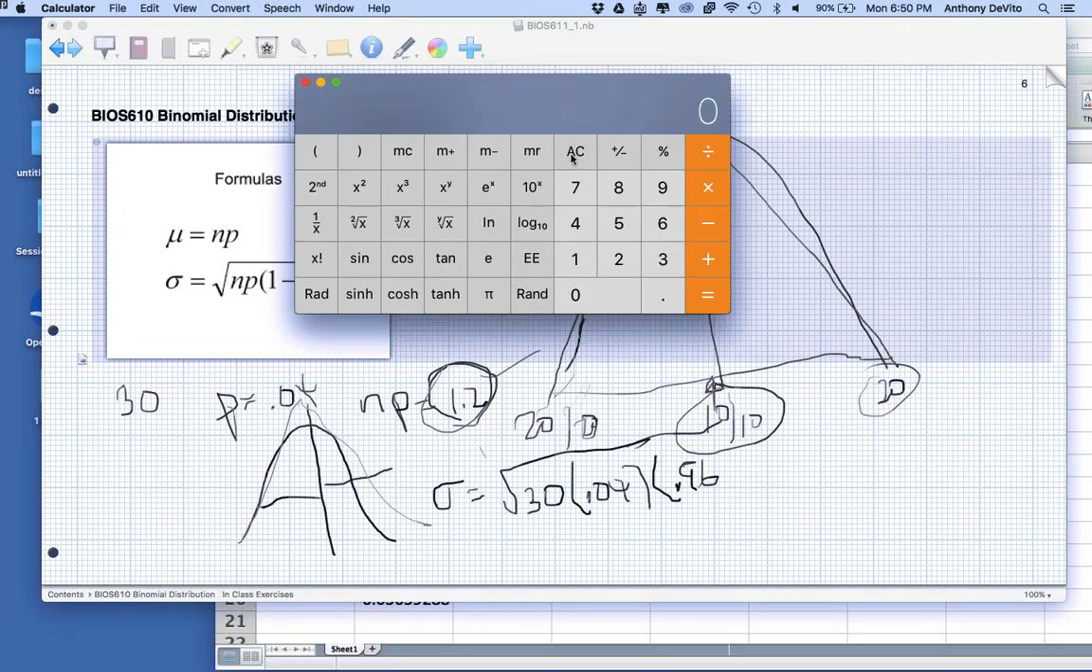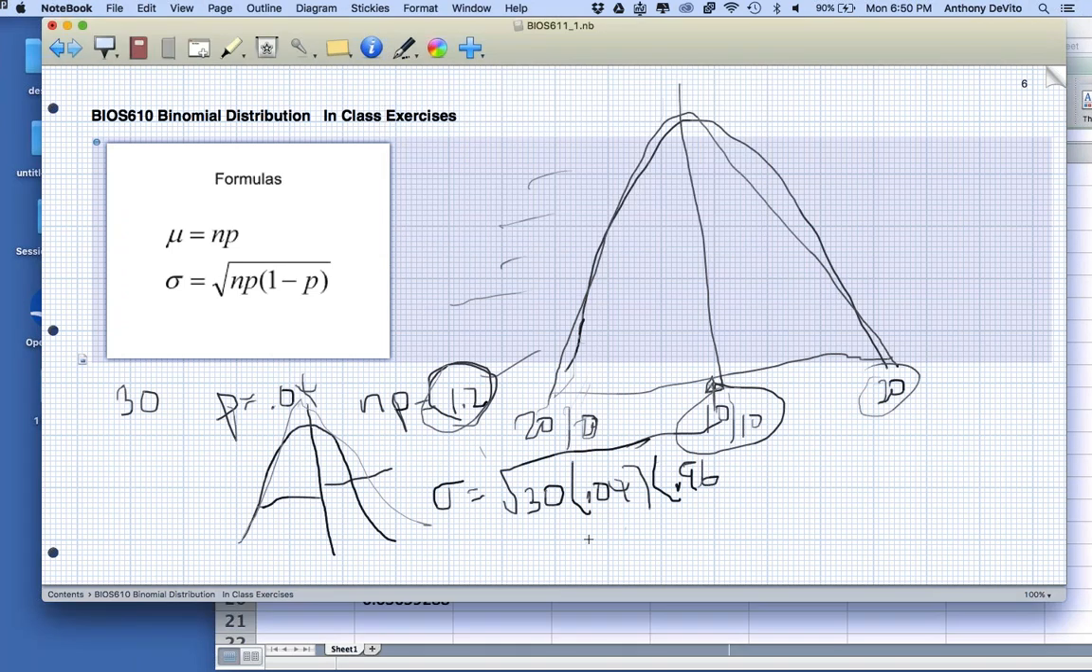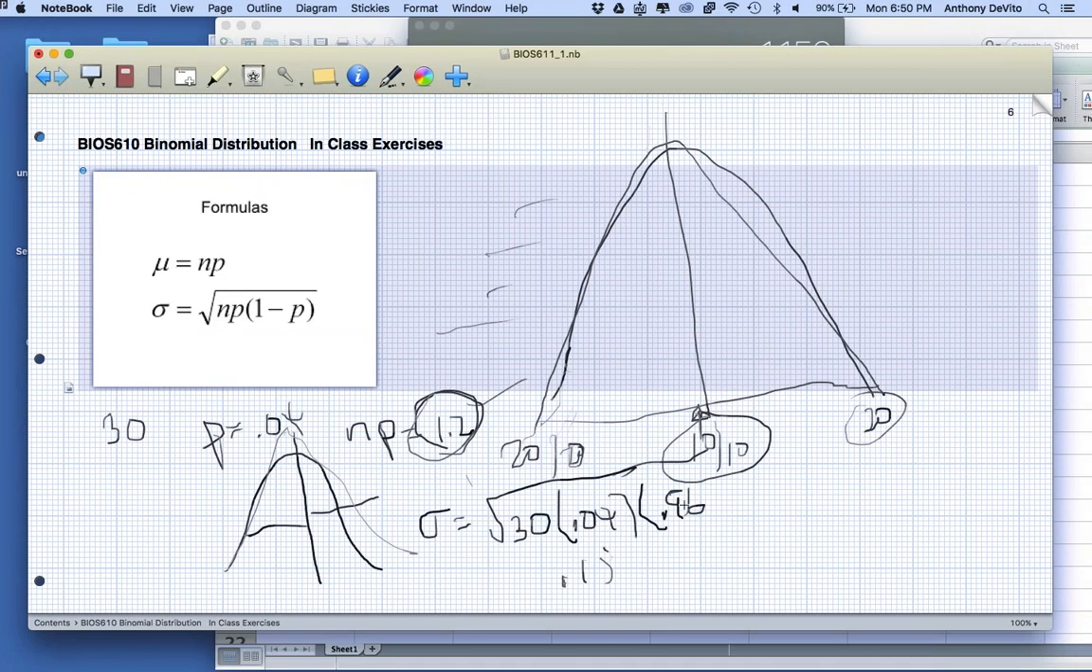Okay, so all clear. So 30 times 0.04 times 0.96, which is 1.15. So my standard deviation is 0.15. This is not a great example because it's pinned so far against the left side. Did I say it was 0.15? 1.15.